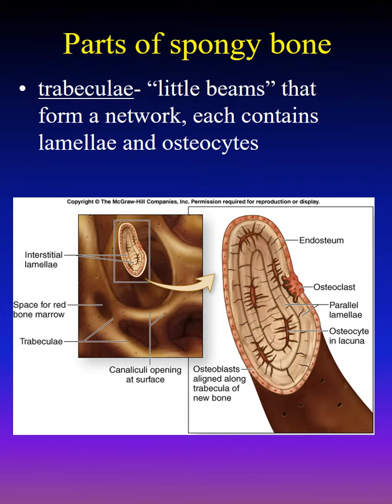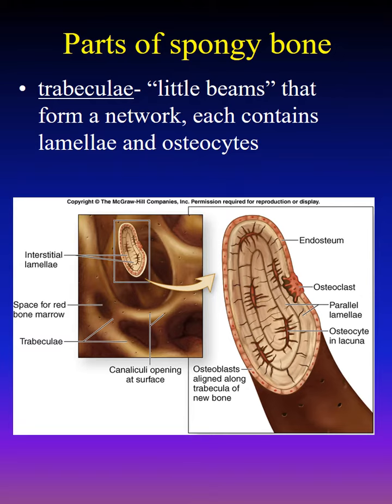An additional special feature of spongy bone is this open lattice of narrow plates of bone, which we term trabeculae. The trabeculae are composed of parallel lamellae, and this is where we have osteocytes resting in the lacunae, similar to compact bone, with numerous canaliculi from the lacunae. And so nutrients reach the osteocytes by diffusion through the canaliculi that open up to the surface of the trabeculae.